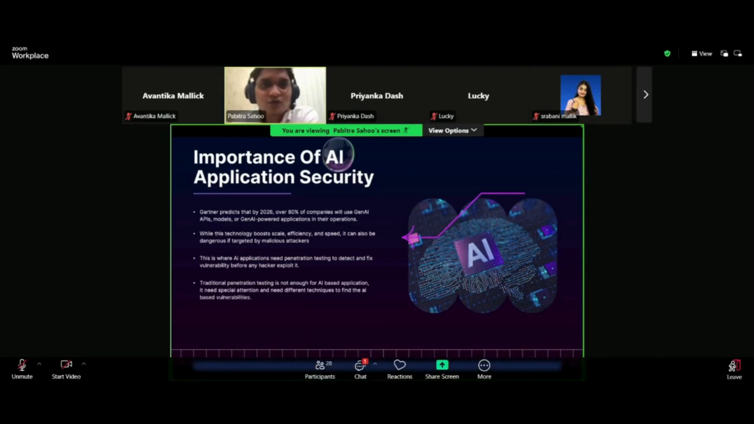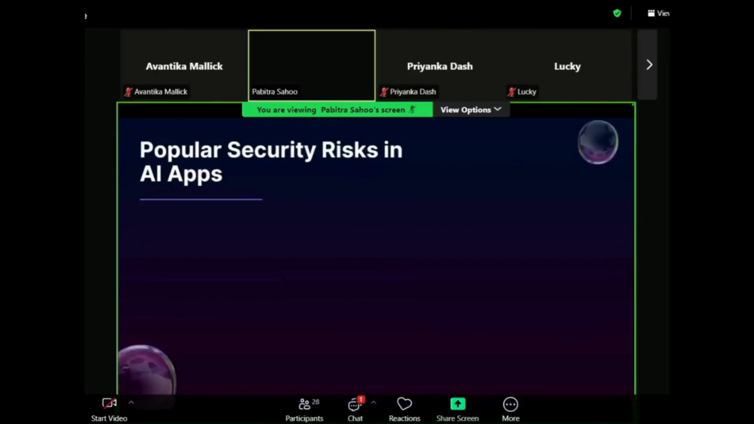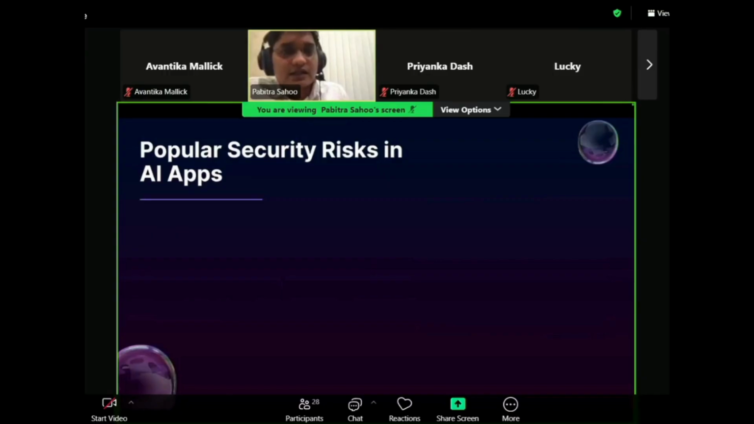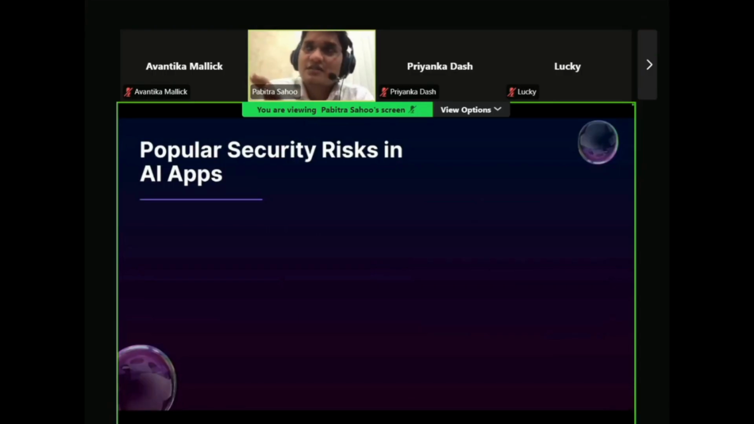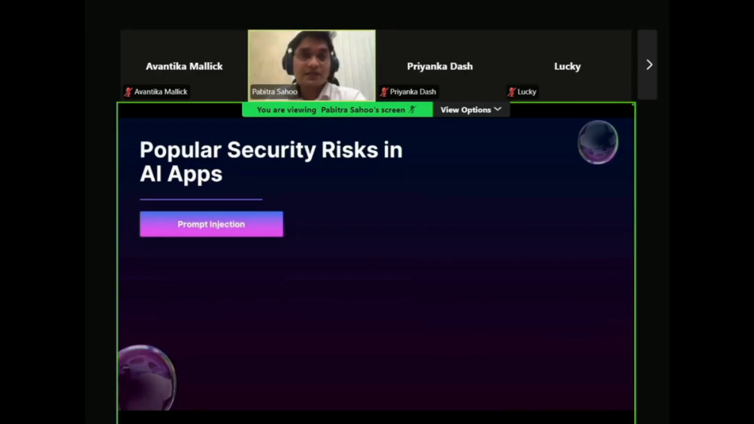I have written down a few issues. In this section, we're going to discuss the popular security risks in an AI application. We're going to discuss some common vulnerabilities that we can find in an AI-based application or LLM-based application. The first and very common one is prompt injection. What is prompt injection?